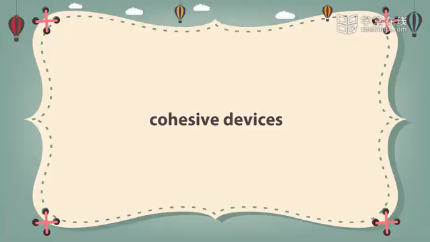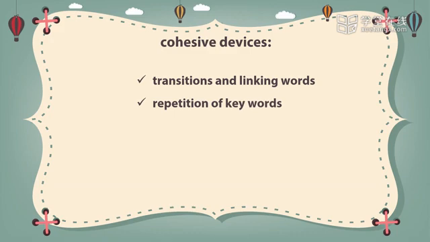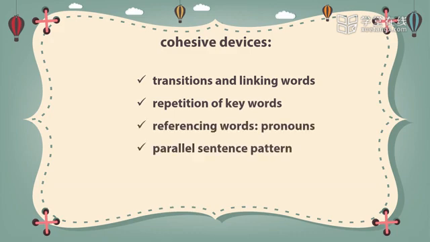So what methods can I use to improve my coherence? There are a few cohesive devices. Here are some types of them for you. Transitions and linking words, repetition of keywords, referencing words, pronouns, and parallel sentence pattern.